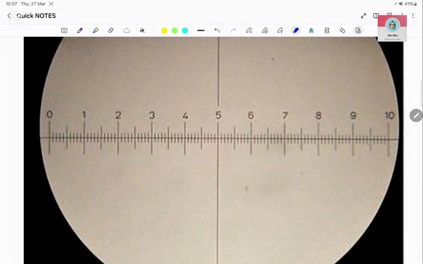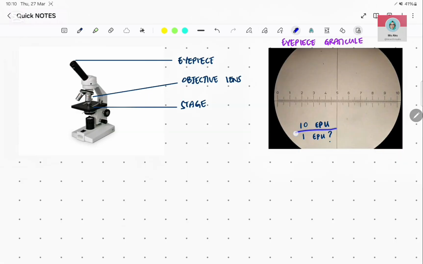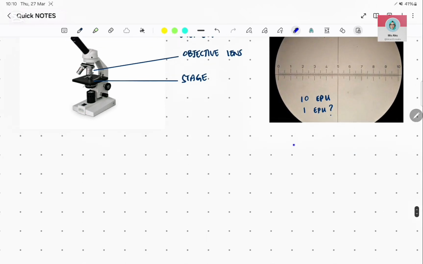What we need to do is give units to these divisions. When we're trying to give units to this eyepiece, we need to calibrate. So the term is to calibrate the eyepiece graticule. We will need a special second ruler. What is that second ruler known as? It's the stage micrometer.